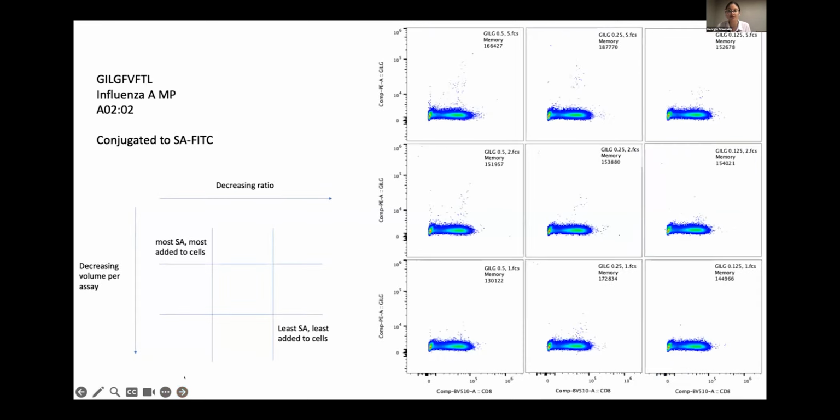I'll also show you for PE on the immunodominant influenza MHC class 1 epitope. So again, moving vertically, you are decreasing the ratio of streptavidin-fluor added to the pentamer, and moving down horizontally is decreasing the volume of that pre-conjugation added to the PBMCs.